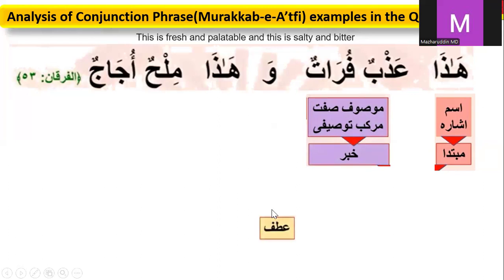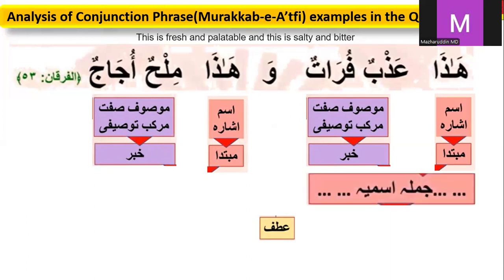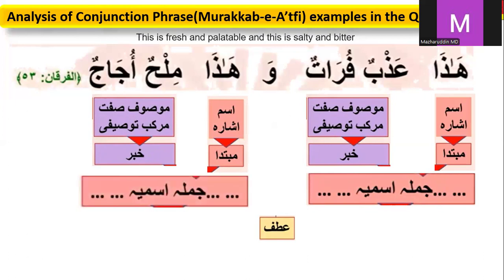Then waw, waw-e atfi. Again haza is ishara, that is mubtada. And this is milhun ujajun. Again, they are in the same pattern that we call murakkabe tawsifi, that is khabar. So this is jumlatul ismiya because it's a combination of mubtada and khabar. This is also jumlatul ismiya. So the jumlatul ismiya which comes before hurful atfi, what do we call?